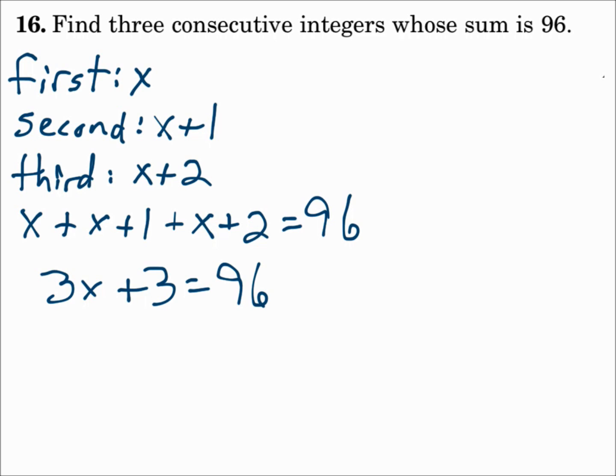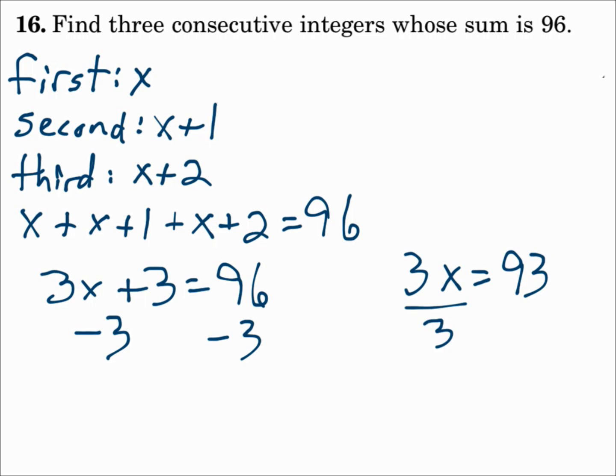Add or subtract. You've got a 3 added to the x, so subtract it from both sides. The 3's cancel on the left, leaving 3x. 96 minus 3 is 93. Now multiply or divide. You've got 3 times x, so divide by 3. x is 31. And that's the first of the 3 integers.